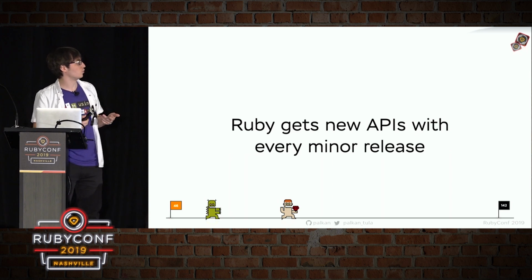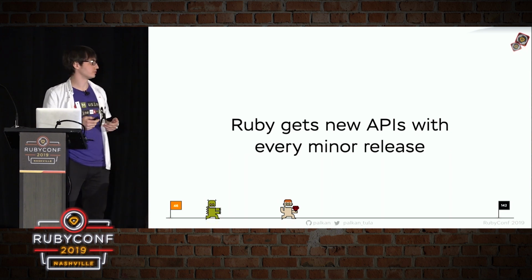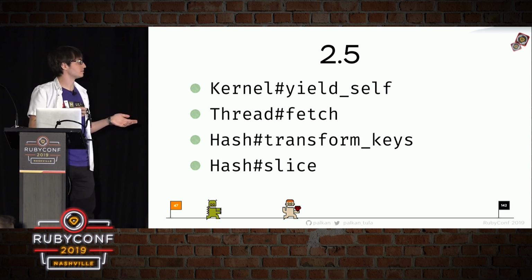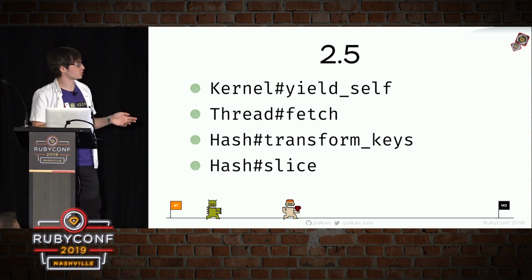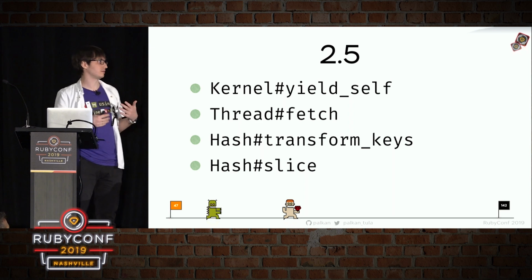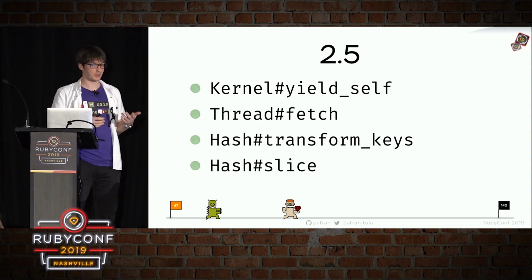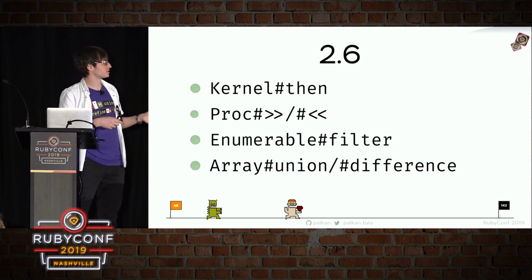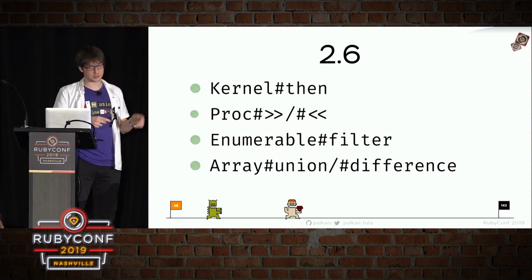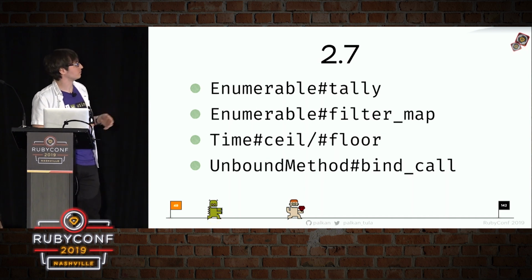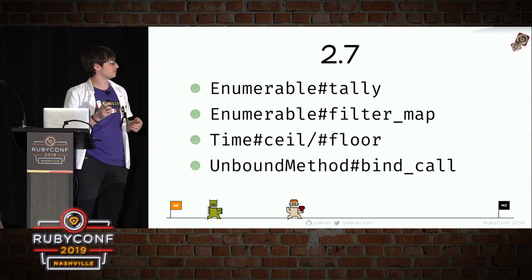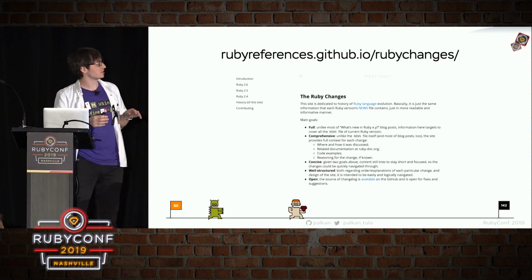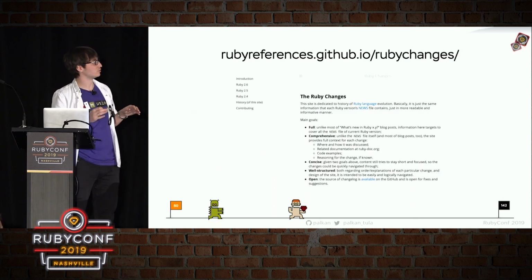A few notes about what kind of things I wanted to backport to older Rubies. Well, in the 2.5 era, we had yield_self and a couple of useful hash methods, Thread#fetch, which also makes operating with thread local variables a bit more concise. In 2.6, we got then, proc compositions, the alias Array#filter, Enumerable#filter, and a couple of array methods. And finally, in 2.7, we already saw this today, Enumerable#tally, filter_map, a couple of Time methods, and UnboundMethod#bind_call.